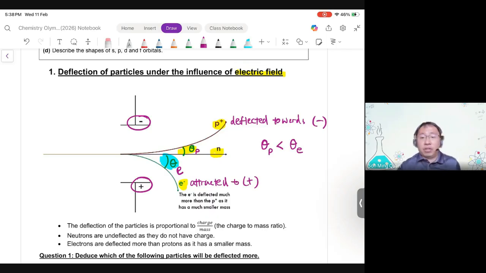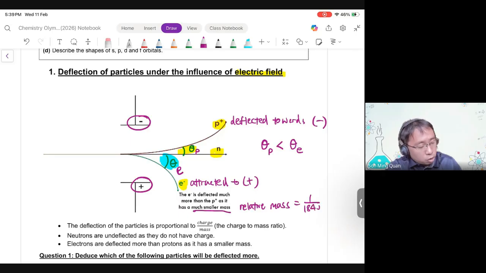Scientists discovered this. Why is the angle of deflection different for a proton and electron? There must be a reason why. Well, the simple reason is really mass, right? Electrons will be deflected much more than protons because electrons are much smaller in mass. You must remember, the relative mass of an electron is 1 over 1840. So from this alone, you can already tell electrons are 1840 times lighter than a proton.